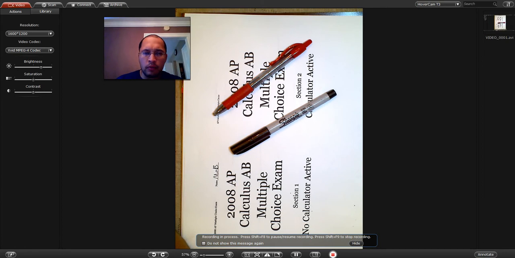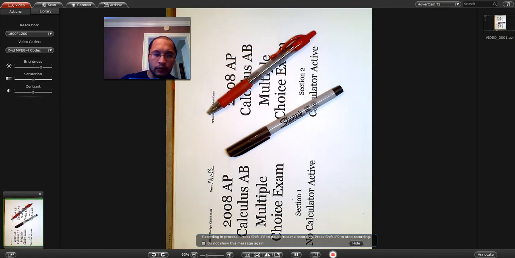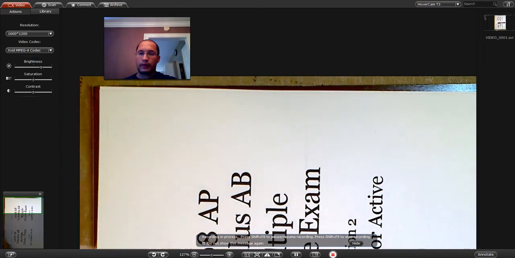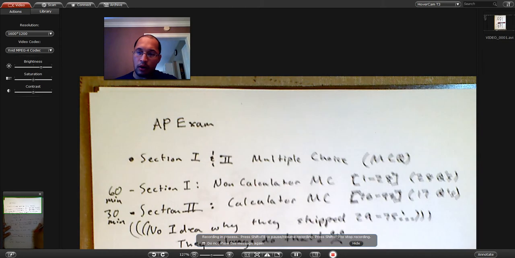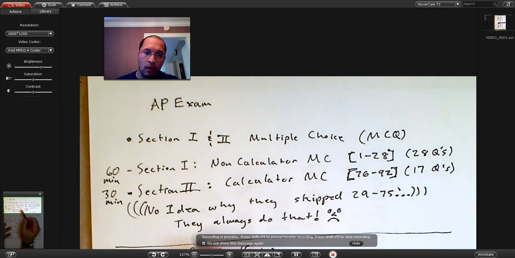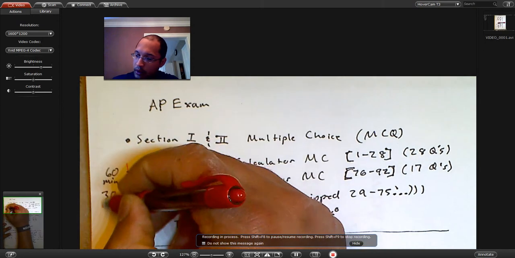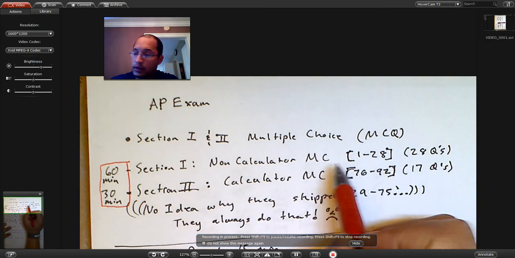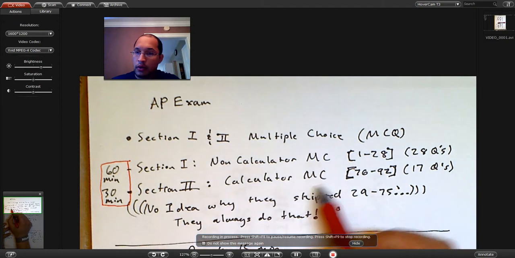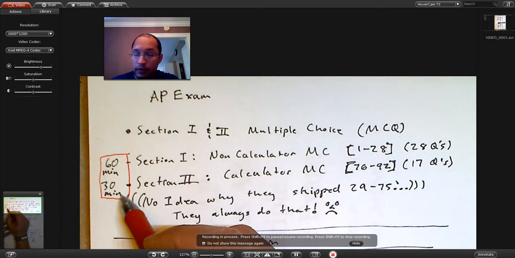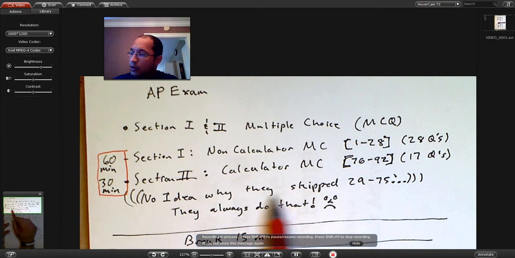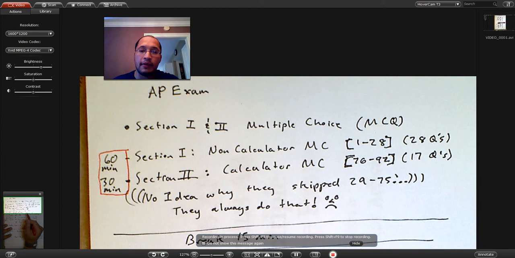So the AP exam is in a few sections, all right? Let's go ahead and zoom in here. So for you visual folks, sections one and two are multiple choice, okay? Here we have the 60-minute and the 30-minute time block. Section one is 28 questions in 60 minutes. Section two, all right, is 17 questions in 30 minutes, okay? That's what I'll be doing, but I'll do it much faster than that, okay? I have no idea why, they just don't like 29 through 75 for whatever reason.